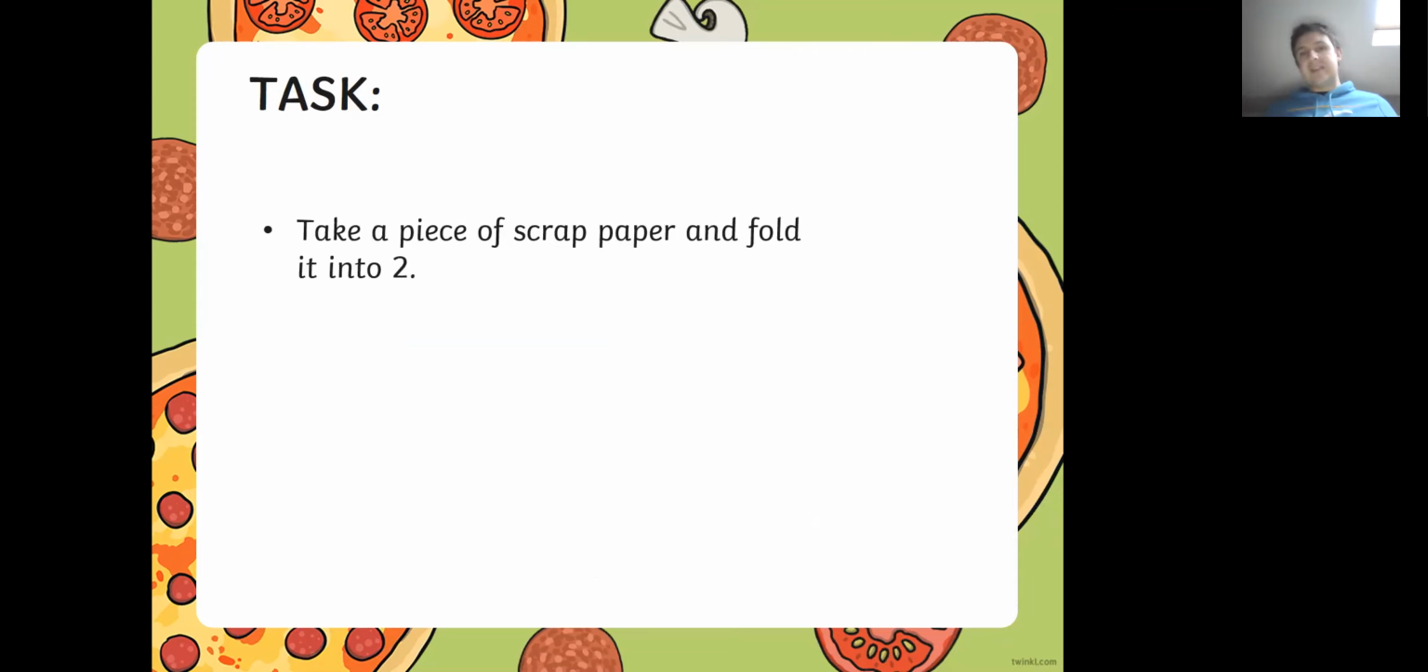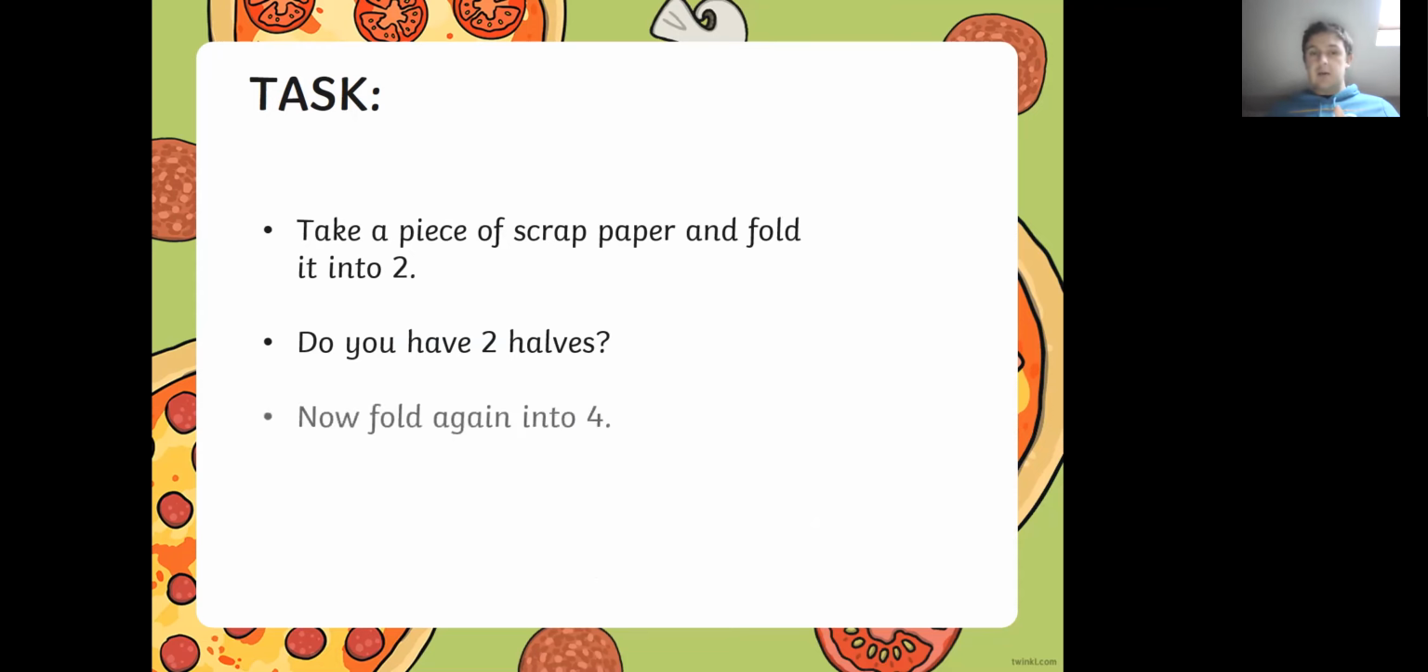So here's a task for you. I want you to take a piece of scrap paper and fold it in two. Do you have 2 halves? Think to yourself, do you? Have you got 2 equal parts? Okay. Now fold it again into 4 parts. Do you have 4/4?